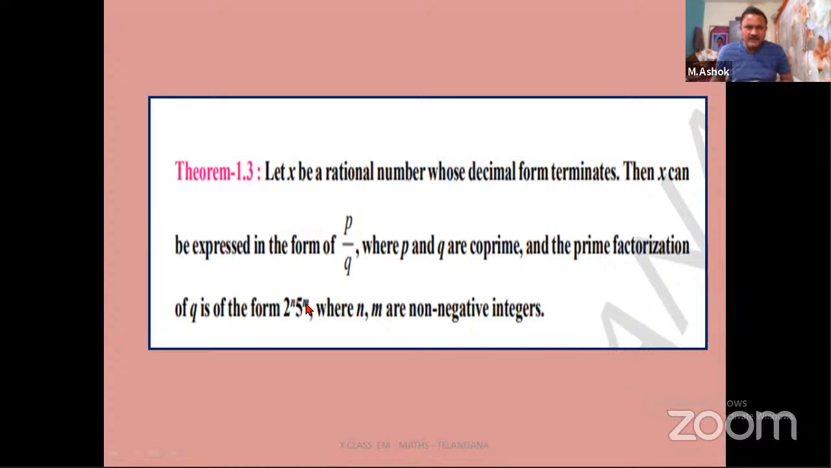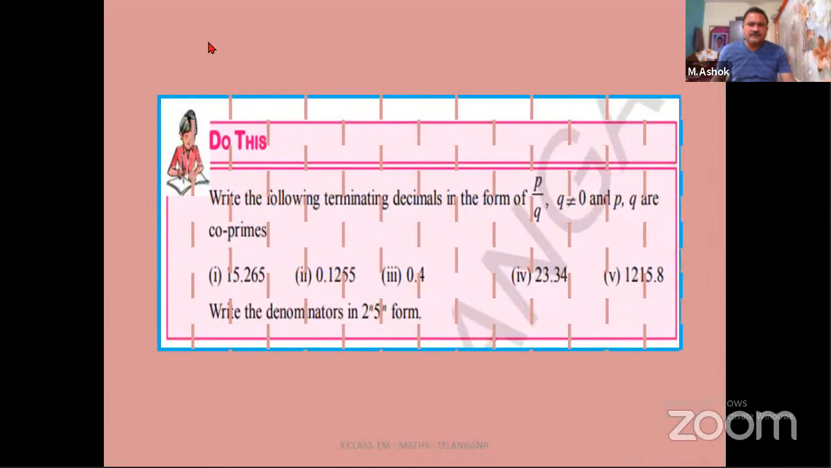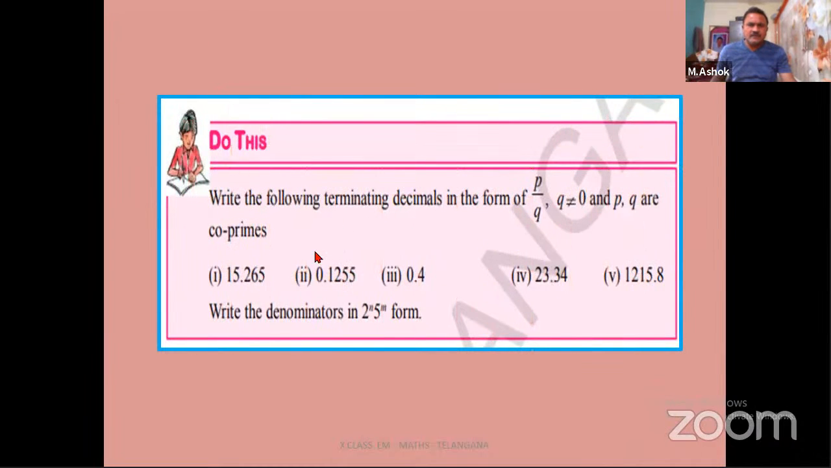This is theorem 1.3. Basing on the 4 examples, this is theorem number 1.3. Basing on this, you have to solve a few more sums in this topic. You have to write the p by q form of the 4 or 5 questions he has given, and after writing the p by q form, write the denominators in the form 2 to the power of n into 5 to the power of m. Whatever we have discussed in the 4 sums, practice all these the same way.